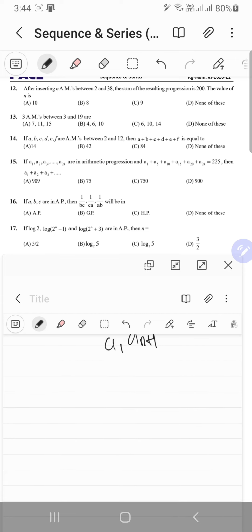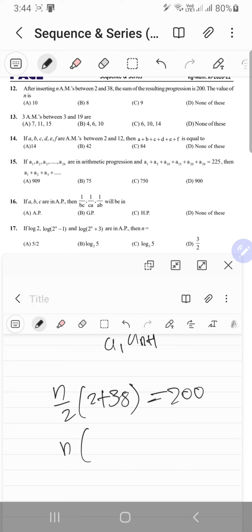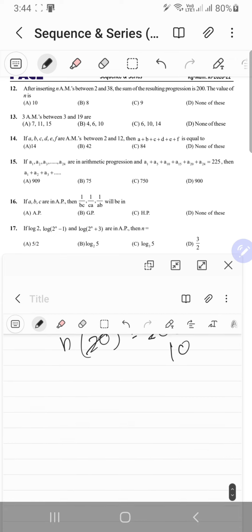The value of n is, so you know what the first and last term is. This isn't like a big deal at all. So it's just 2 plus 38 equal to 200. The number of terms in the progression, you can just find that out. So n into 1 plus what, okay, this is 40, so it's just 20 over there, equal to 200. So this is 10. There were 10 terms, that means you put 8 AMs in it, right? Okay, n AMs, that means n should be 8. This n is different in that case. It's the total number of terms in the progression.